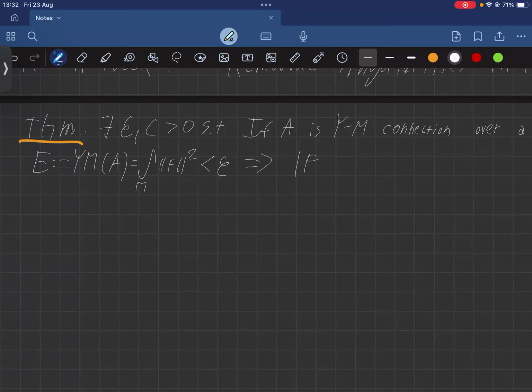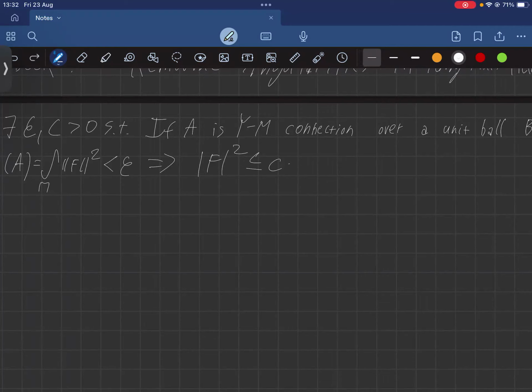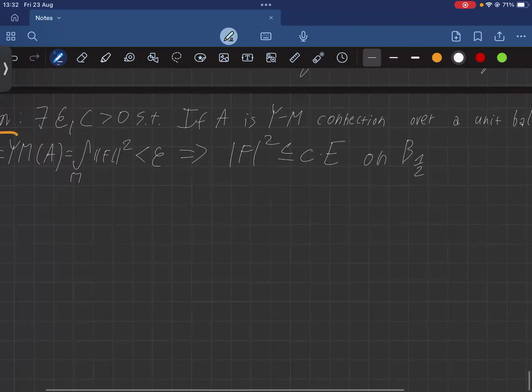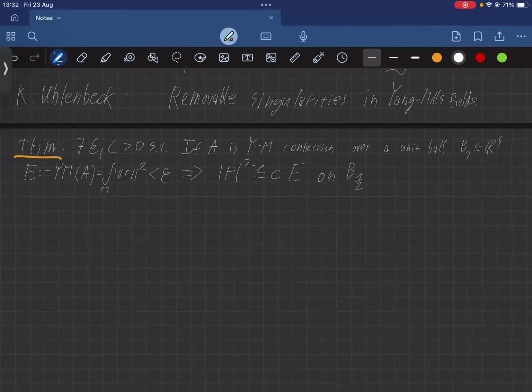then the norm of the curvature is less than or equal to some c times, sorry, not times epsilon, times E, the energy on some smaller ball, let's say with half the radius. And this is a pointwise estimate, not on the integral. So again, this should sound very similar to one of the theorems from harmonic maps. It's pretty much the same statement.